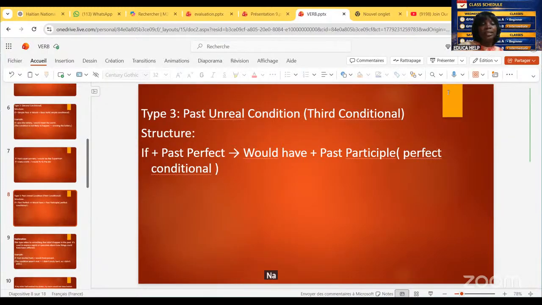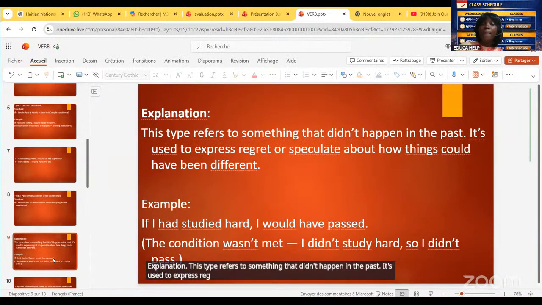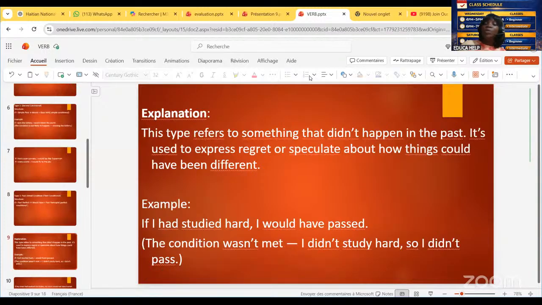Explanation. This type refers to something that didn't happen in the past. It's used to express regret or speculate about how things could have been different. Nous disons troisième condition, ça c'est pour nous montrer comment ce qui n'est pas fait ou bien n'est pas abouti dans le passé, pour montrer un regret, ou pour imaginer comment, si ça avait été fait dans le passé, ça aurait pu être différent.